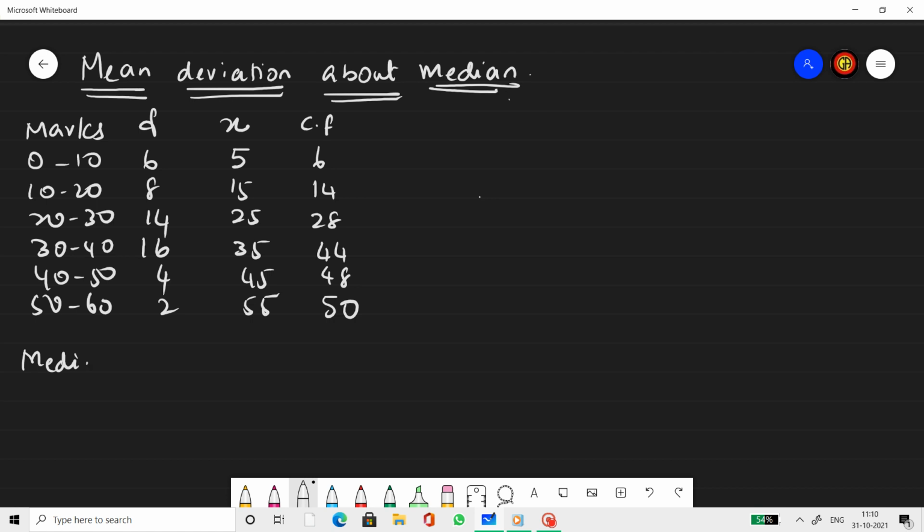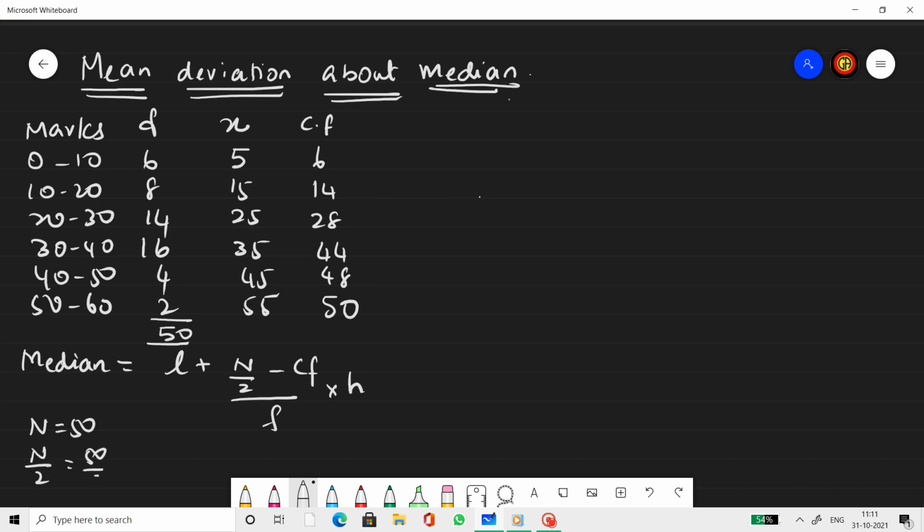Median, and since it's a class interval type, the median formula is L plus (n by 2 minus CF) by F into H. Now n by 2, there is no odd even rule here. The last value of the cumulative frequency is equal to the total frequency. So it's 50. So n is 50. So n by 2 will be 50 by 2, 25.